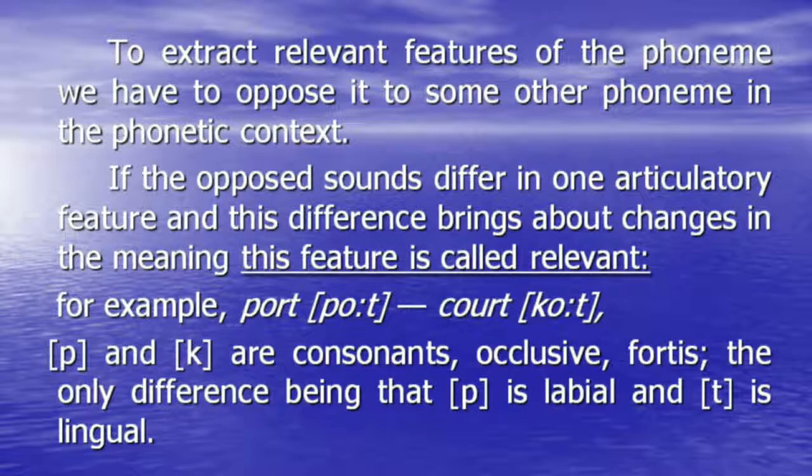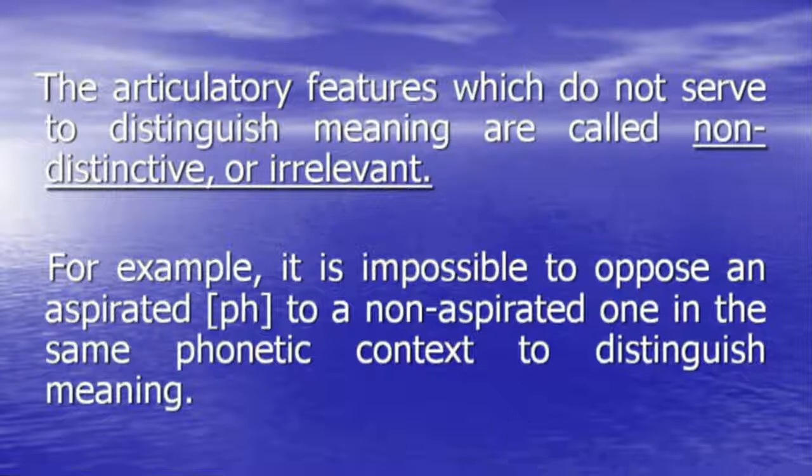To extract relevant features of the phoneme, we have to oppose it to some other phoneme in the same phonetic context. If the opposed sounds differ in one articulatory feature and this difference brings about changes in the meaning, this feature is called relevant. Port, court. P and K are consonants, occlusive fortis. The only difference between them is that P is labial, but K is lingual. The articulatory features which don't serve to distinguish meaning are called non-distinctive or irrelevant.